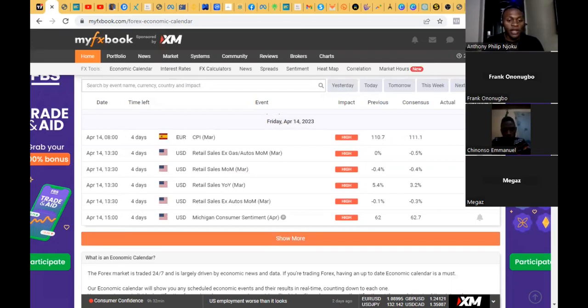So on Friday, we have one high impact news on Euro during London session, but the major news are a lot of high impact news on USD during New York session by 1:30 a.m. So from 1:30 to 3, you can trade the New York session from 10 a.m. to 2 p.m. and then extend the time to 3 p.m. because of the Michigan consumer sentiment. So that is it for the fundamentals for this week.